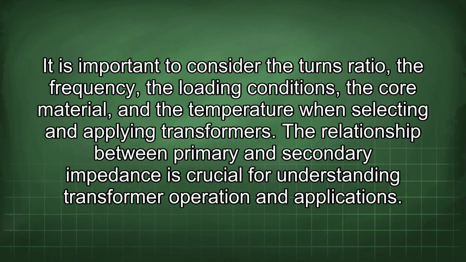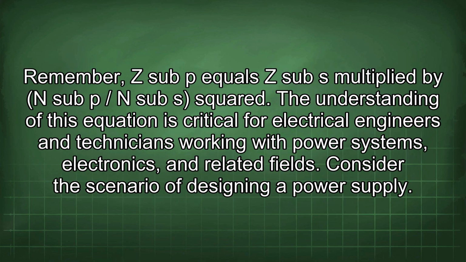It is important to consider the turns ratio, the frequency, the loading conditions, the core material, and the temperature when selecting and applying transformers. The relationship between primary and secondary impedance is crucial for understanding transformer operation and applications. Remember, Z sub P equals Z sub S multiplied by (N sub P slash N sub S) squared. The understanding of this equation is critical for electrical engineers and technicians working with power systems, electronics, and related fields.